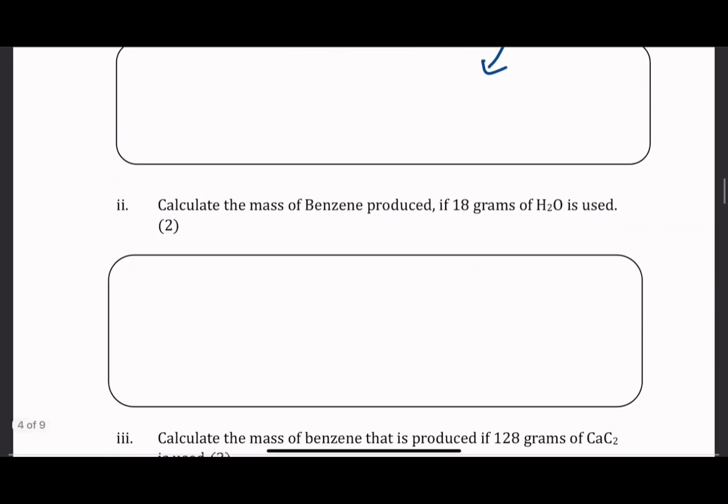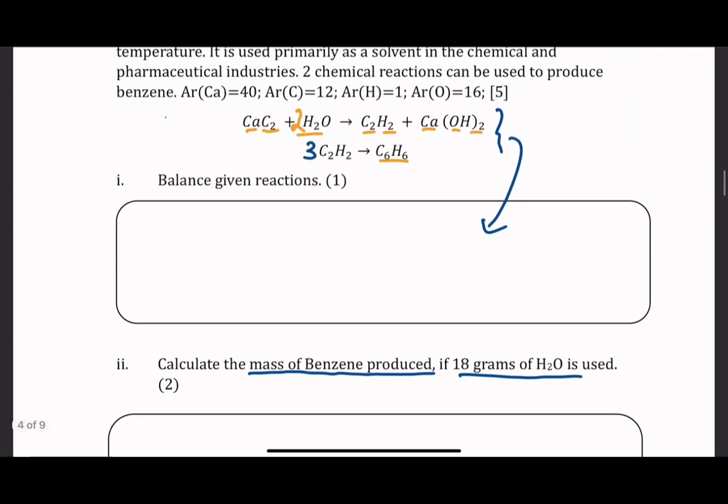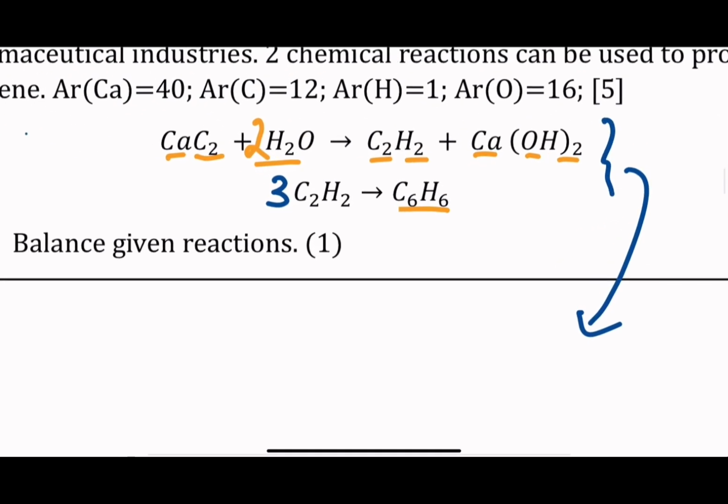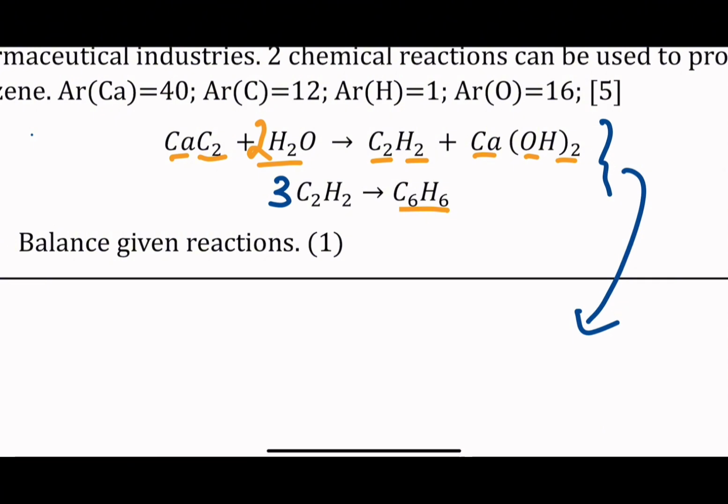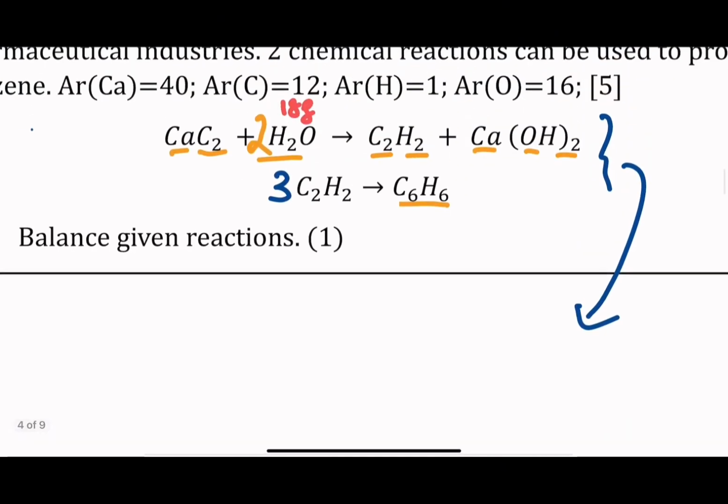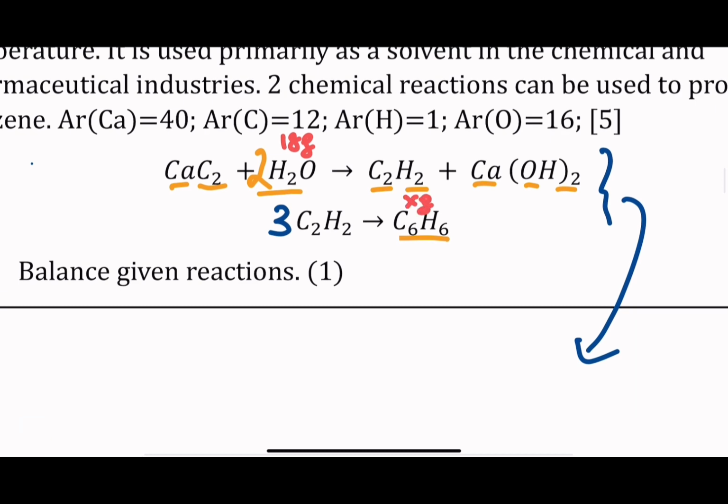Now the next thing it is asking us is to calculate the mass of benzene produced from 18 grams of H2O used. So look at here, we have 18 grams of water. I'm going to write this stuff that is given to me, 18 grams on the top. And they're asking us how much of this is needed. So I'm going to write here x grams. So that's what they're asking.